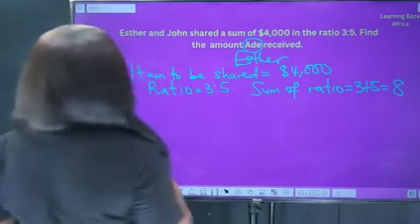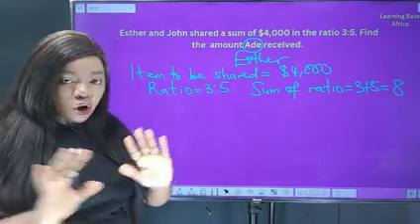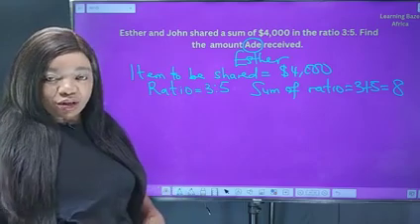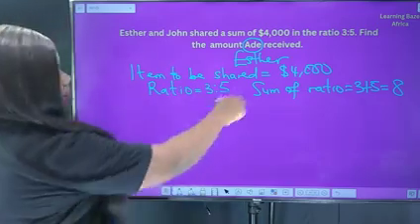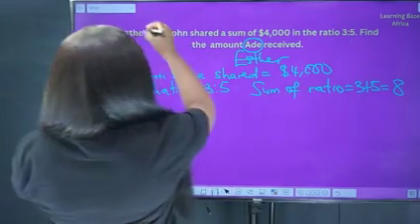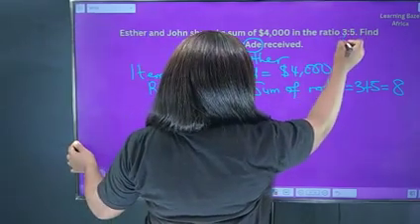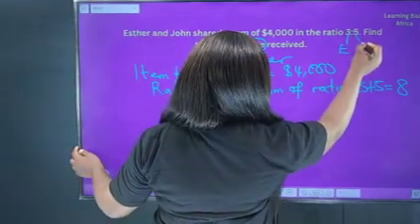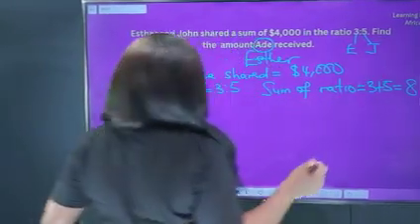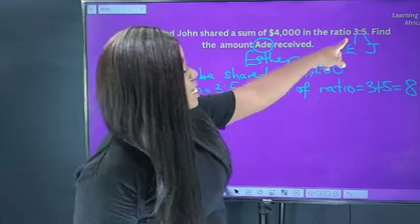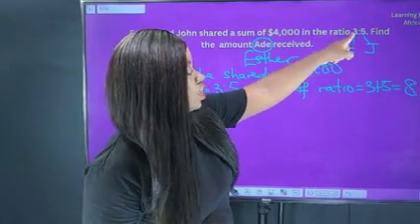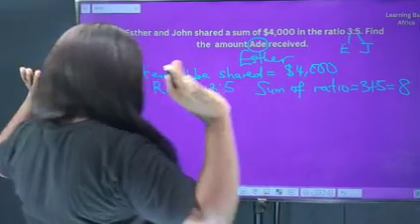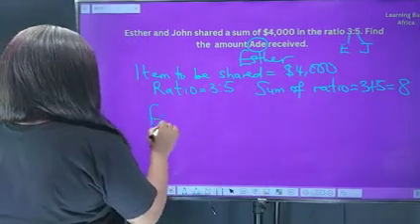Good. Now, what is Esther's share? That is all we are looking for. We are not looking for the first and the second share. If you look at ratio 3:5, Esther's share is the ratio 3. Esther, that's E. Then John's share is the ratio 5. That's John. So for us to find Esther's share, we only need to share it as the first share. That will be the first share, which is Esther's share. So that's all we need to do.